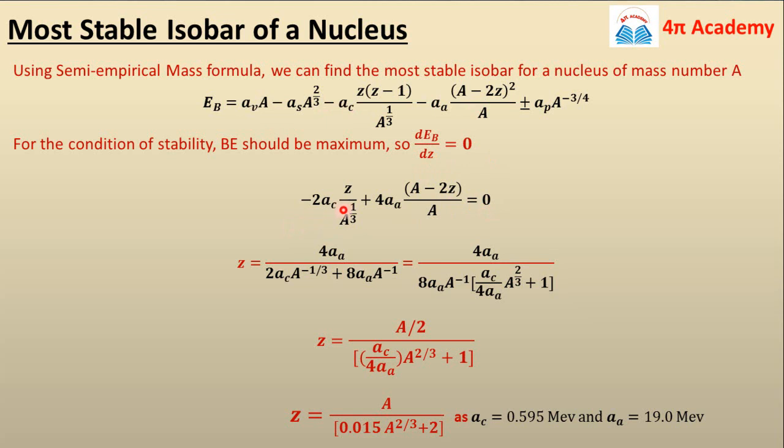So this will be minus 2a_C Z upon A to the power 1/3 plus 4a_A (A minus 2Z) upon A, and that will be 0, because we have Z in these two terms only.